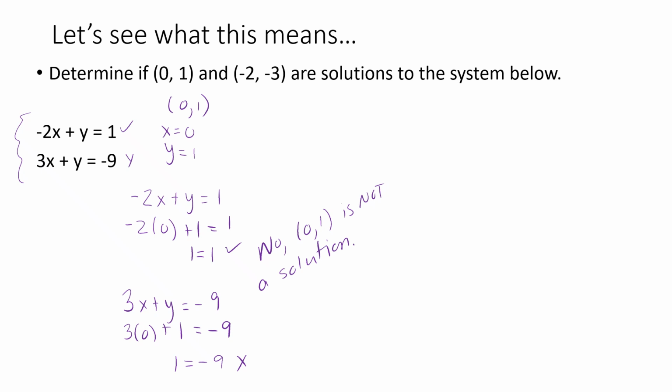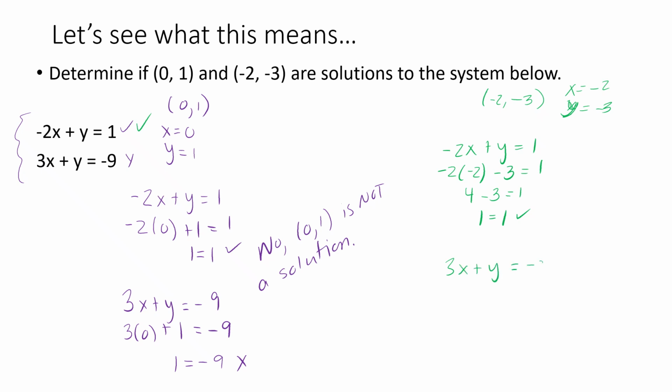Let's take a look at the other point. We're going to look at (-2, -3). In this case, we're going to plug in x is -2 and y is -3. Looking at this first equation here, we're going to plug in -2 and then -3. -2 times -2 is +4, and +4 minus 3 is 1. And so it does work for the first equation. And we've got to check it on the second equation as well. So 3x plus y is -9.